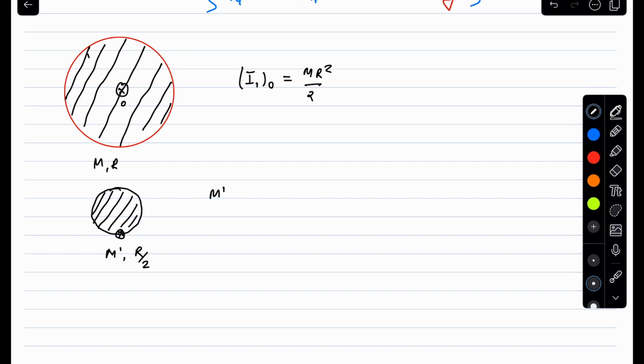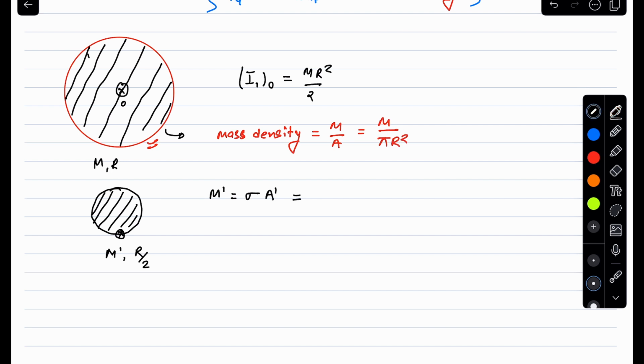M dash will have the same mass density as this disk, so sigma multiplied by the surface area A dash. Now sigma, what is the sigma? Sigma is the mass density which we will calculate using this disk. So as we know here, the mass is distributed on the area. That's why we will use the areal mass density, right? So it becomes mass divided by area, so that is m divided by pi r square, the area of this disk.